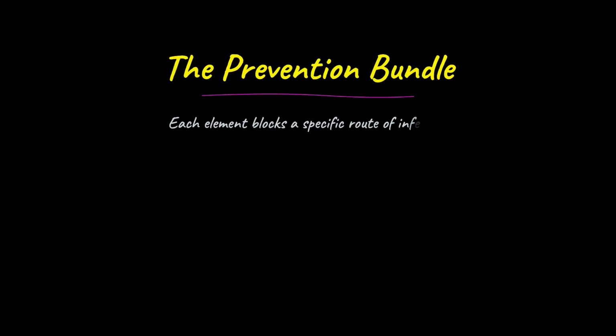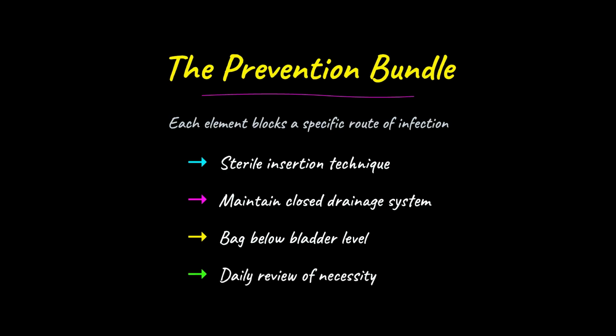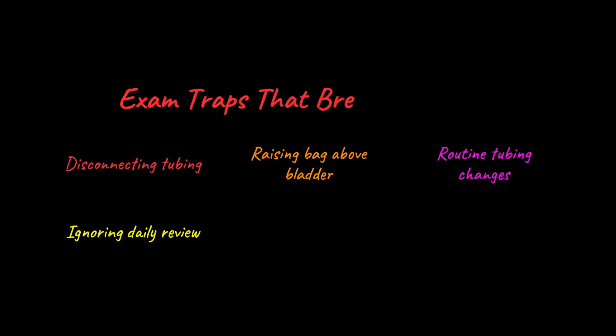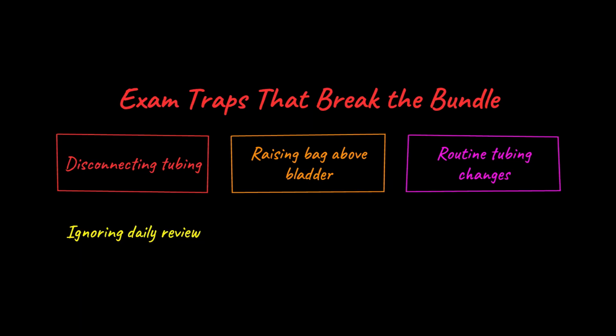The bundle works because each piece targets a different transmission risk: sterile insertion, an unbroken closed system, correct bag positioning, and a daily question of whether the catheter is still needed. Together, these elements sharply reduce CAUTIs. Watch for options that break the closed system, raise the bag above the bladder, or call for routine tubing changes. Each of these introduces bacteria or allows reflux, defeating a specific bundle element without any real benefit.